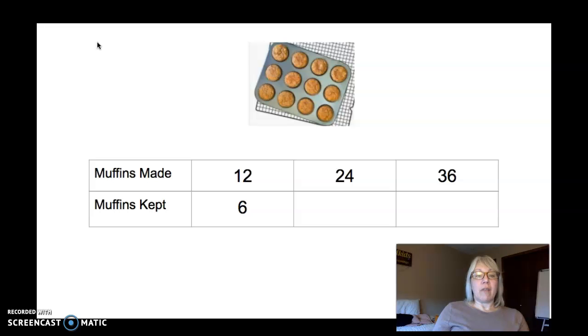So if we make 12 muffins, we're going to keep 6 for our family. If we make 24 muffins, we'll keep 12. If we make 36 muffins, I want you to think about what will come next. How many muffins are we going to keep? Okay, if you said 18, you were right.